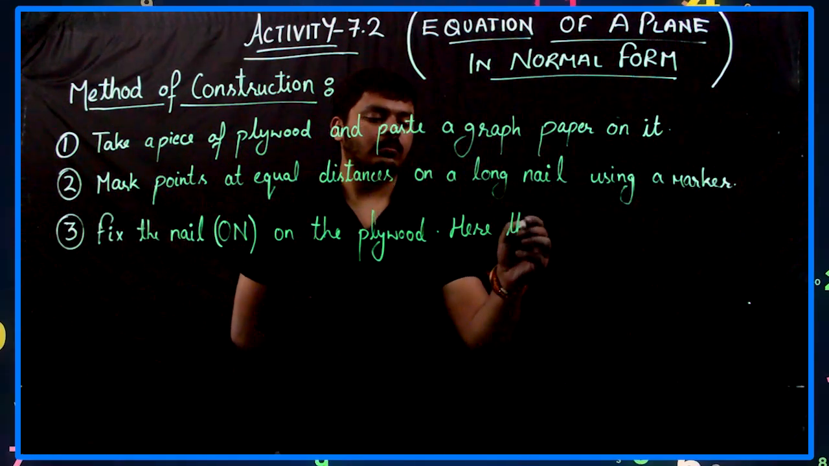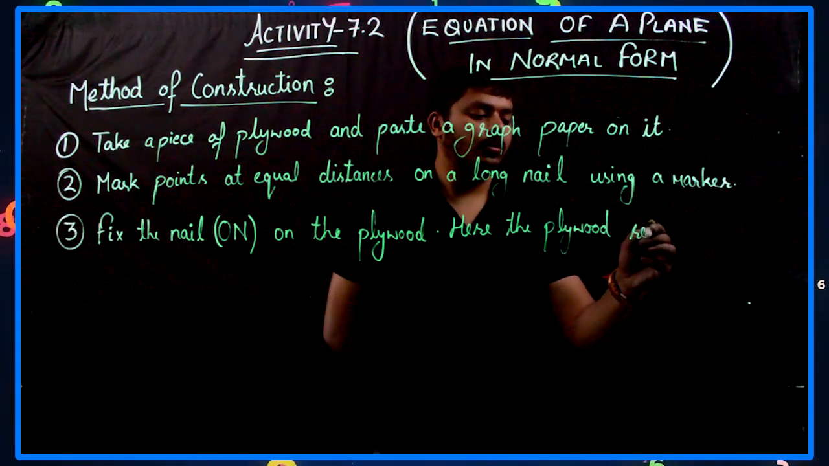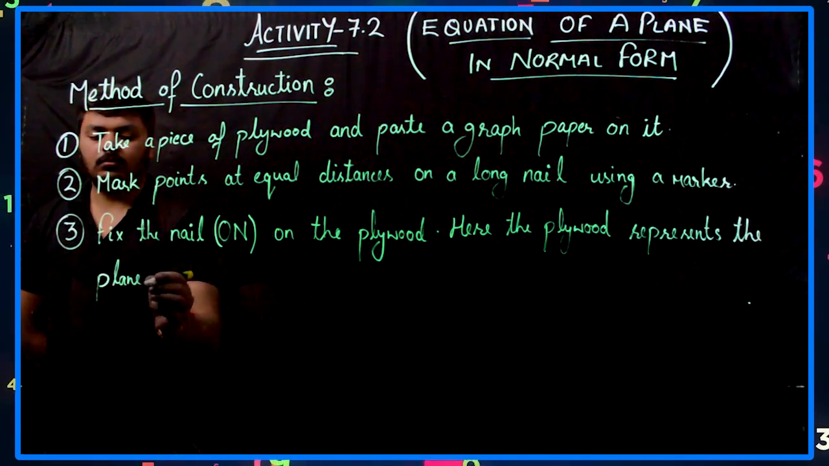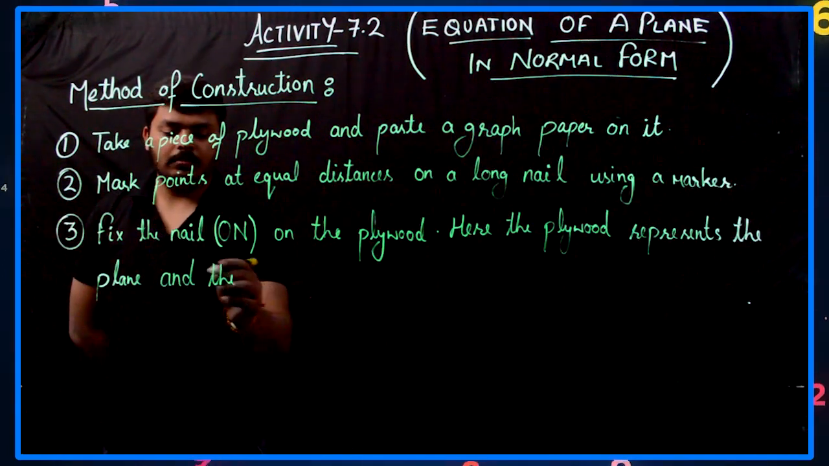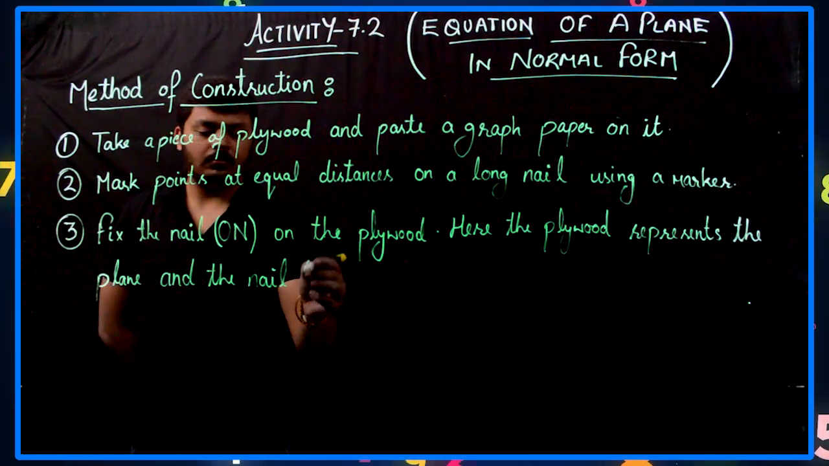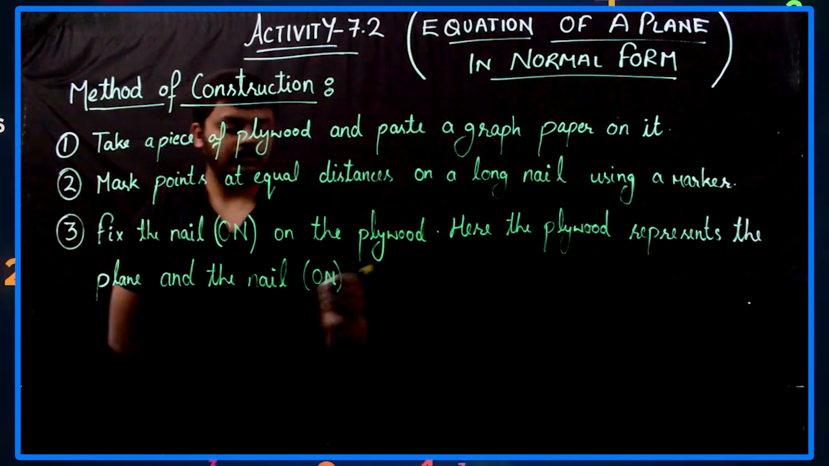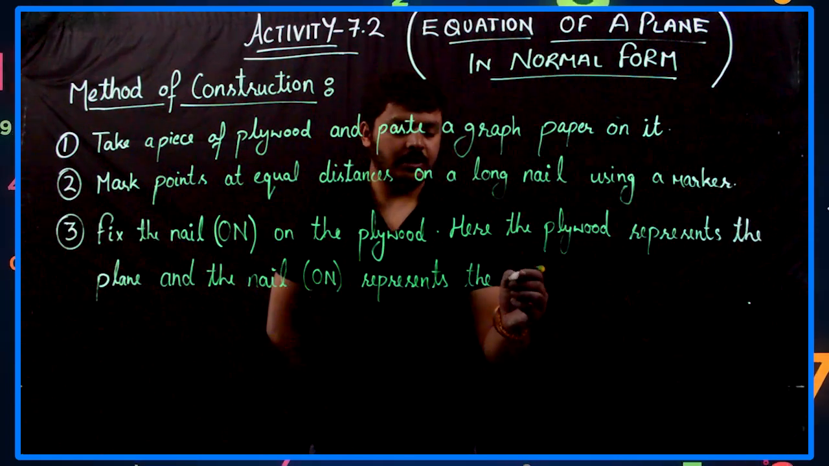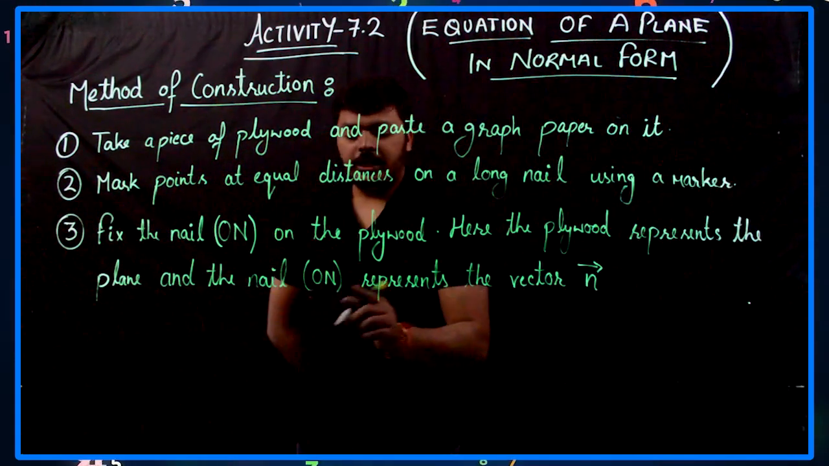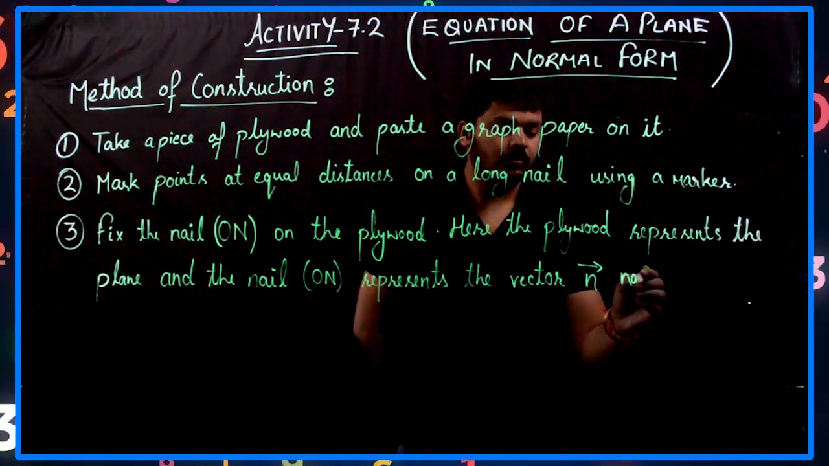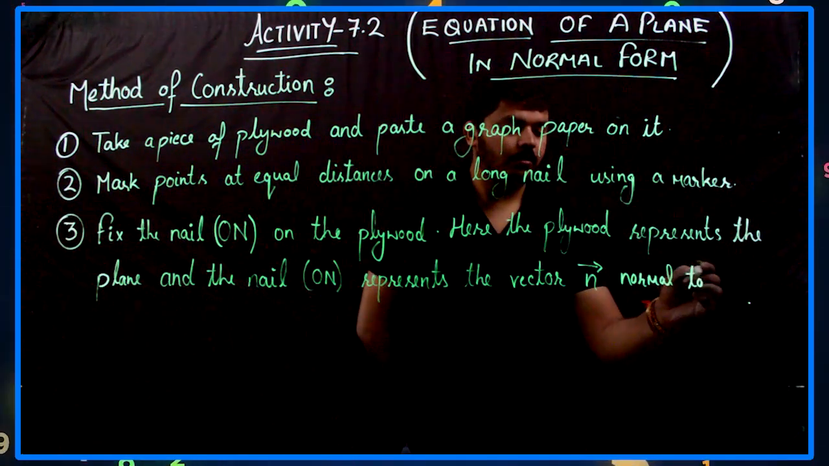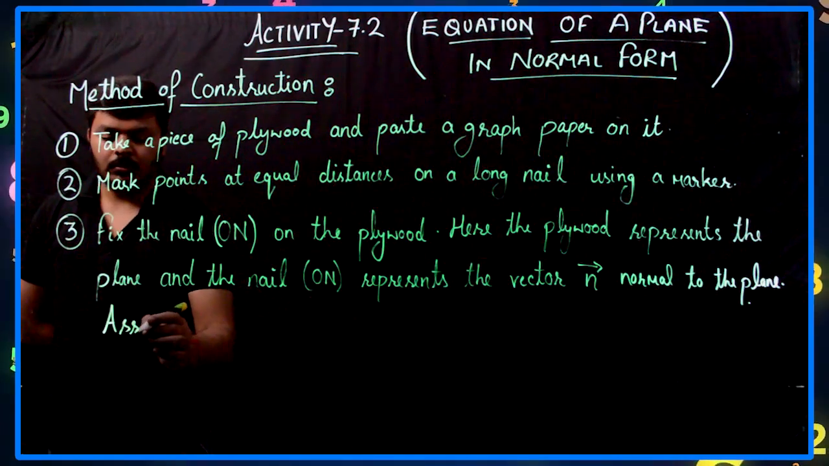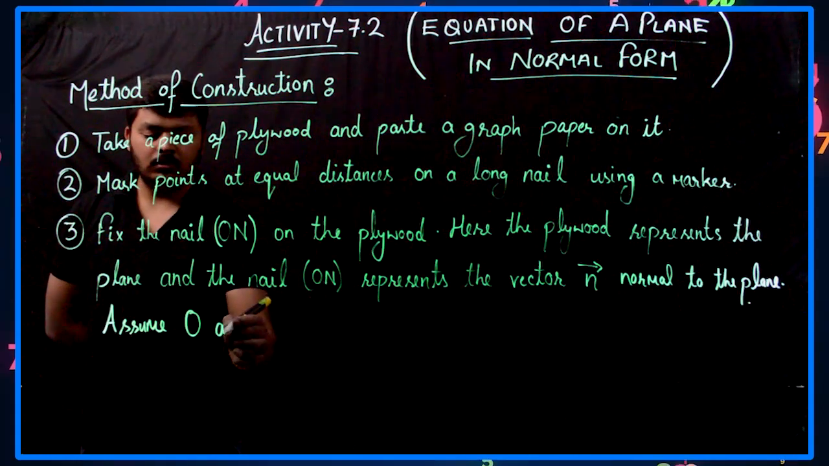Here, the plywood represents the plane and the nail ON represents the vector n normal to the plane. Assume O as the origin.